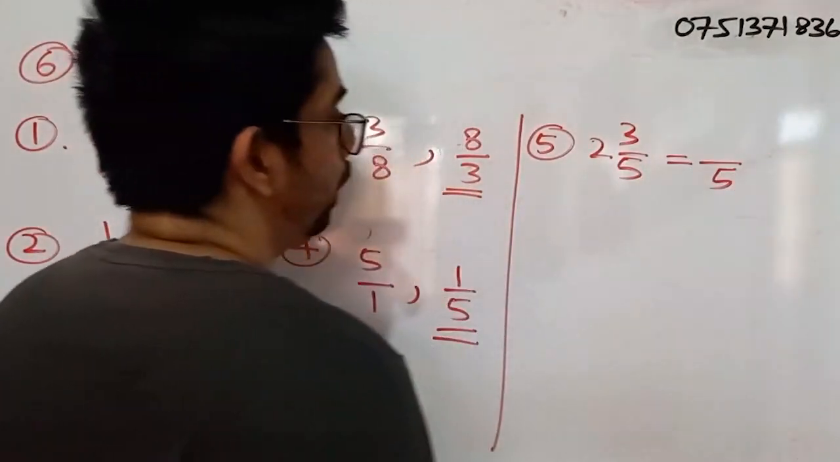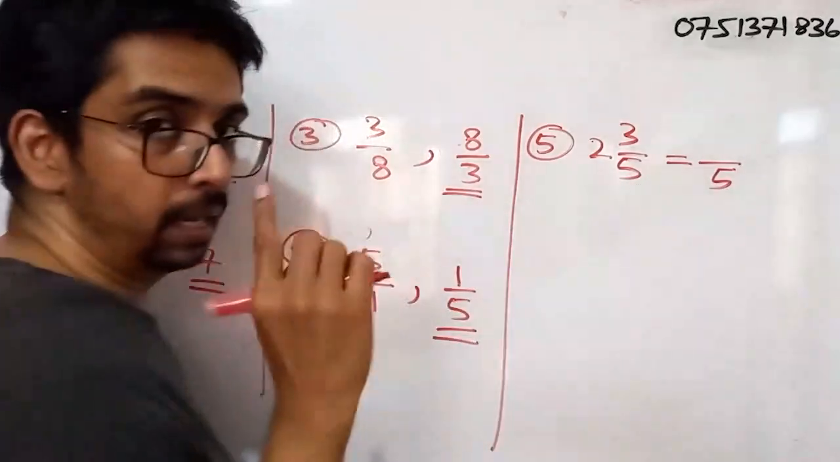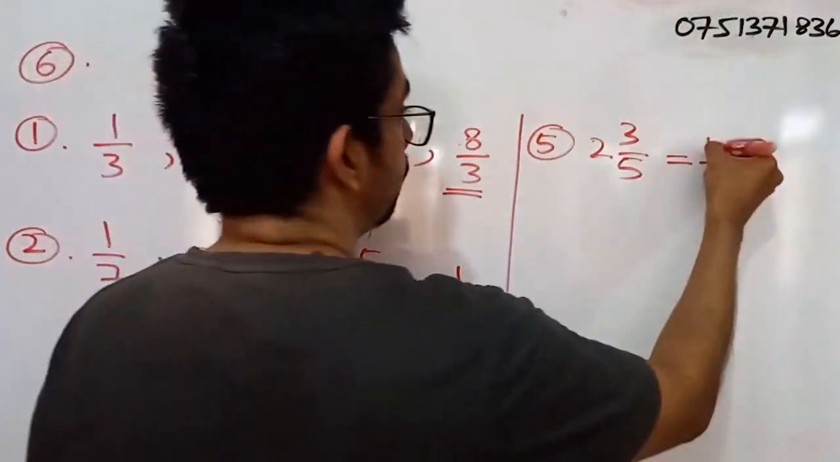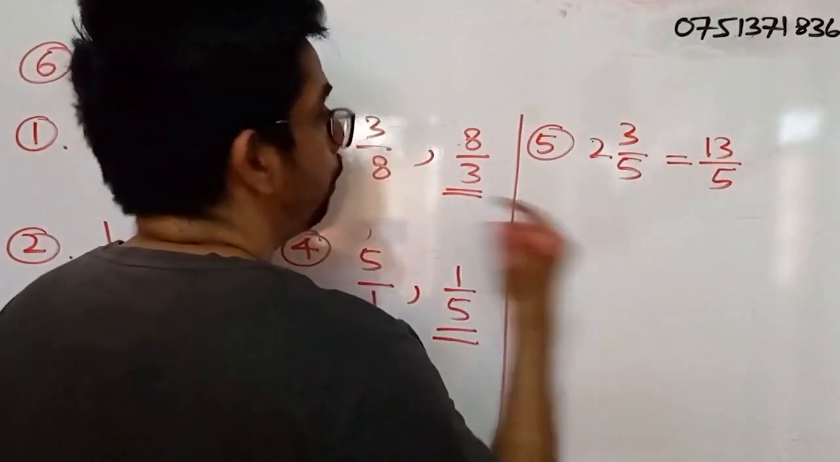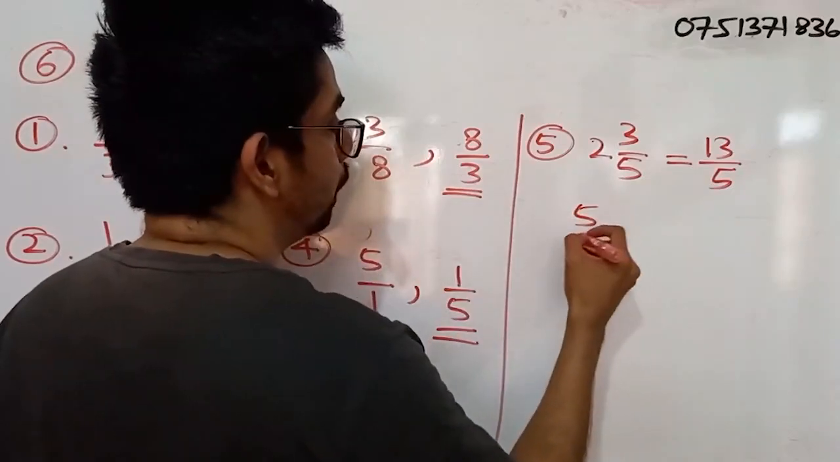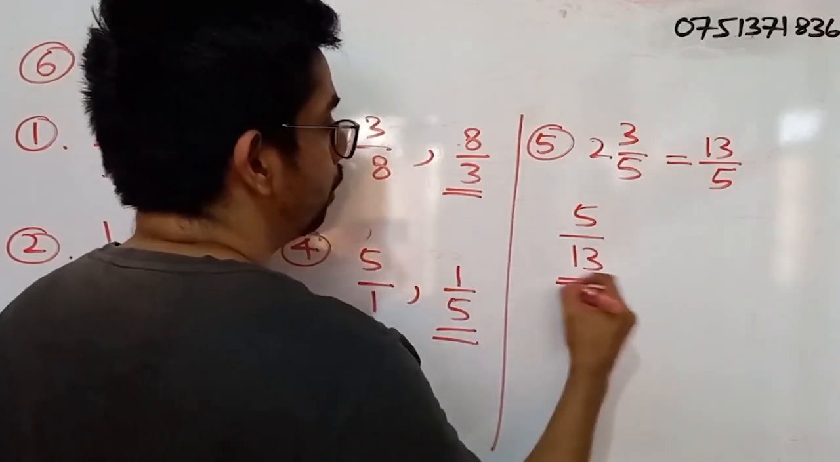So the denominator will be 5. What will be the numerator? 5 times 2, that is 10. Add another 3, it becomes 13. Now what will be the reciprocal? The numerator will be 5 and the denominator will be 13.